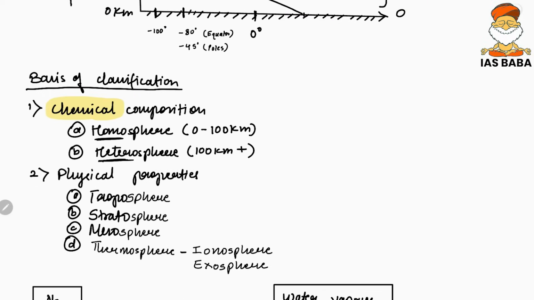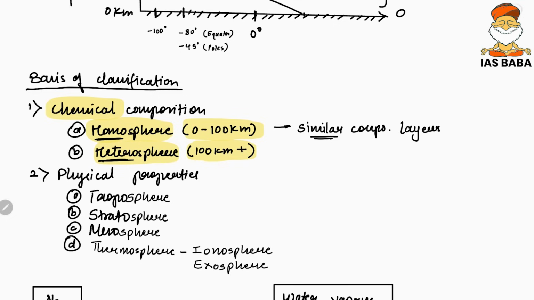One, on the basis of chemical composition, it is known as homosphere and heterosphere. Homosphere extends till the height of 100 km from surface, and heterosphere extends beyond 100 km. Homosphere, as the name indicates, has a similar composition in every layer, similar composition in respective layers.